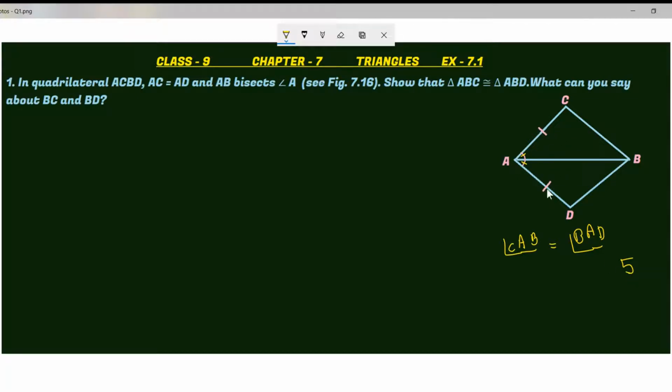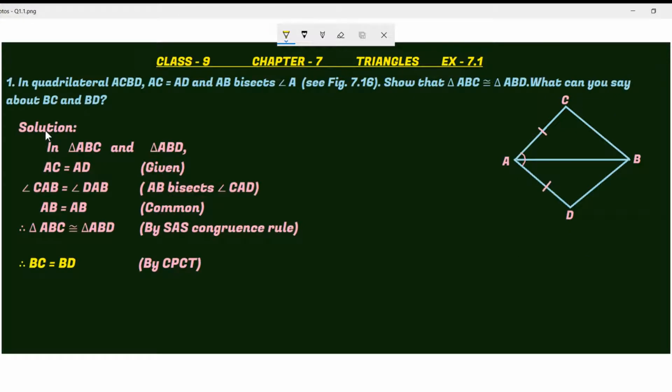Here two sides are equal. You can see AC and AD are equal and this is common for both the triangles. So these two sides and included angle are equal. Here also these two sides and included angle. So we can use the SAS rule to prove these two triangles are congruent to each other. Let's prove. Solution.